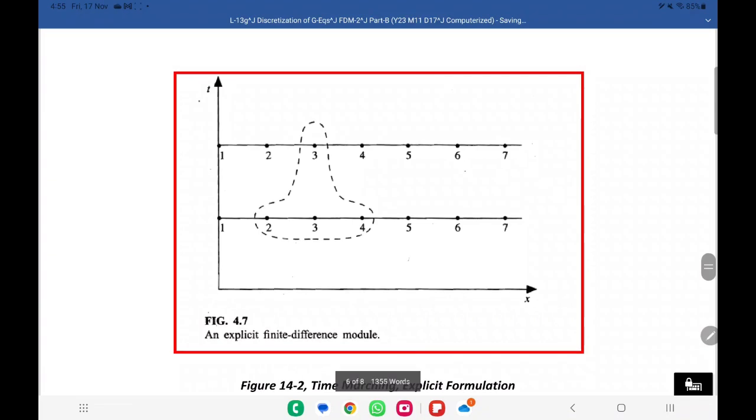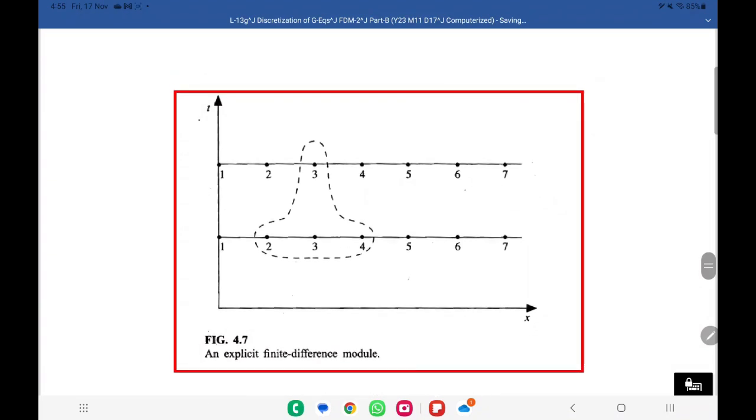You are marching in time, right? Now, if you look at the equation, you will find that this is your T3, and suppose I say it is n equal to 1, n equal to 2, this will be T3,2. Now, this is a function of what? T2,1, T3,1, T4,1. So what it is showing, the temperature at this point depends on these 3 points. This is how your equation is.